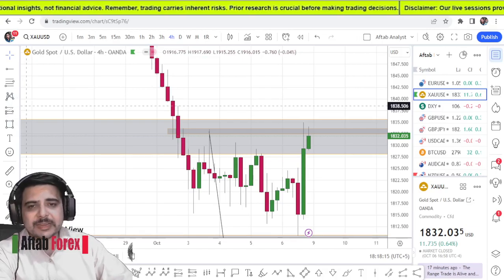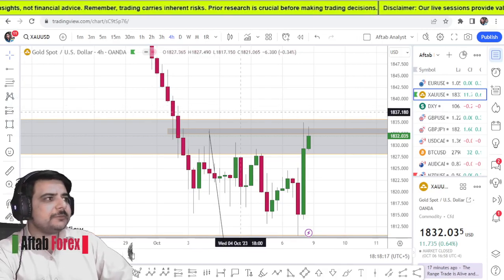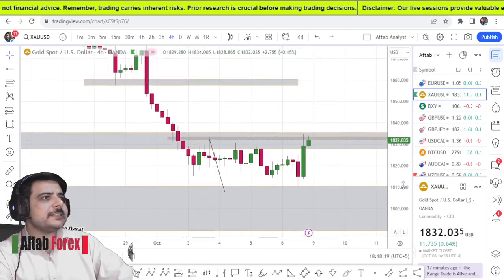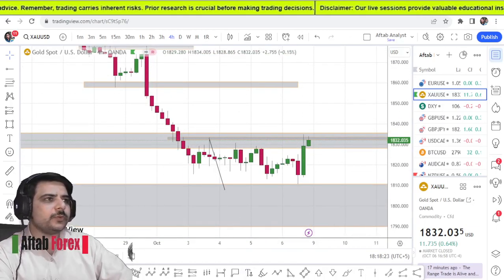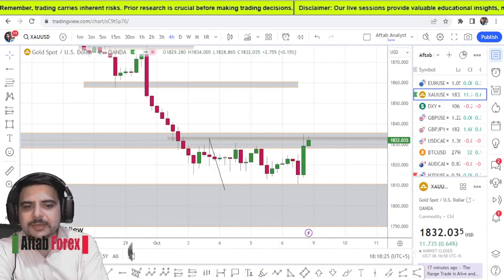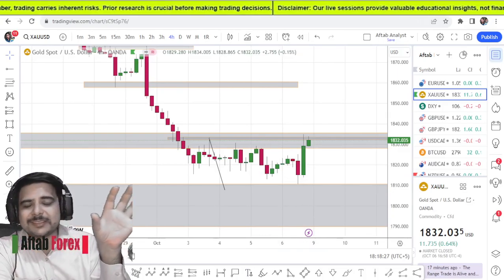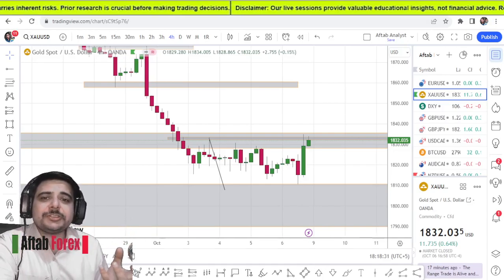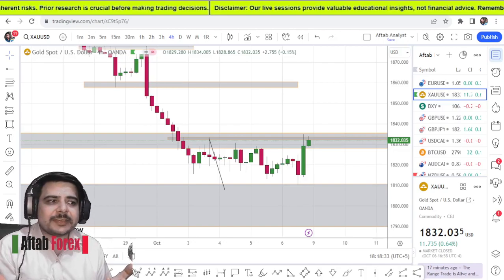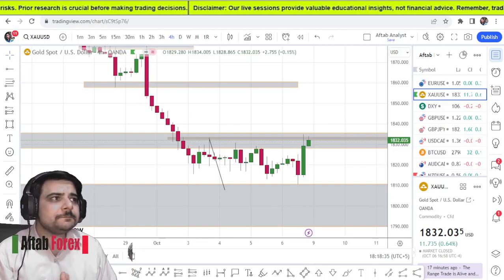So 1790 can also be a good zone, but for now, since the market is bullish, let's see if we get a break above 1860. It has gone nowhere. So my friends, this is the market. You have to not be too greedy. Just take what the market gives you, with which you are happy enough to take that profit.